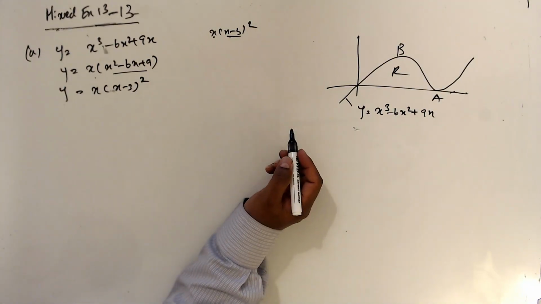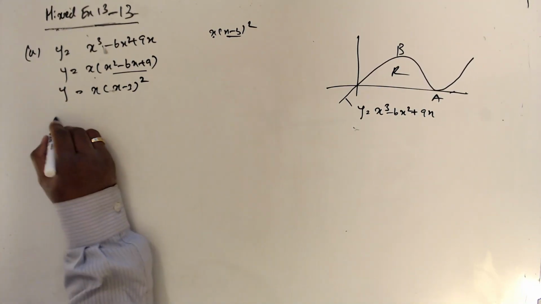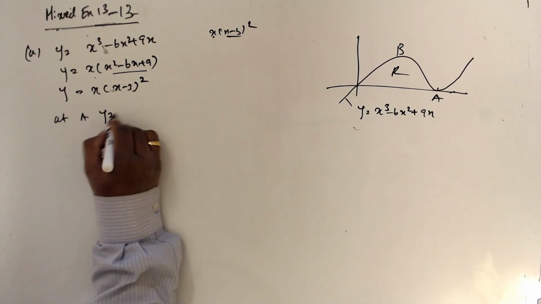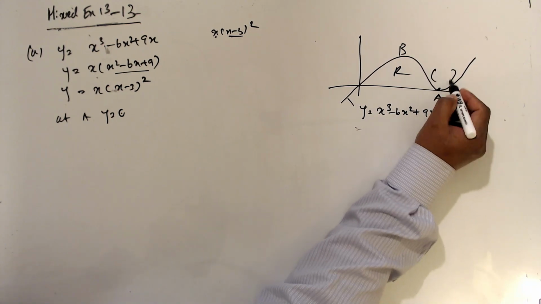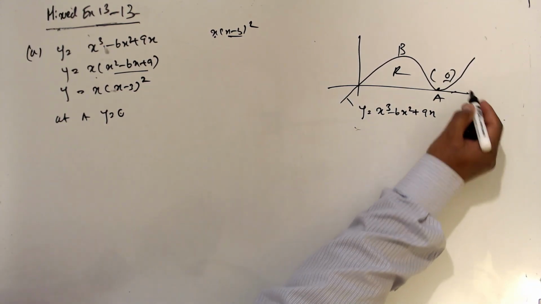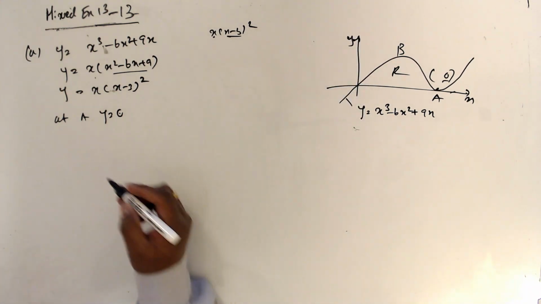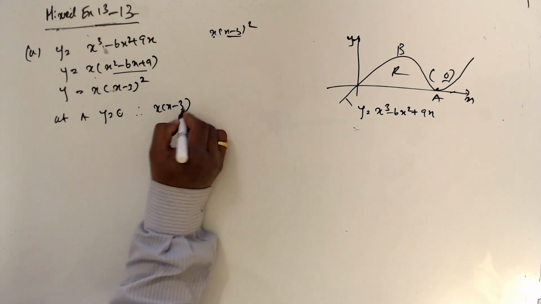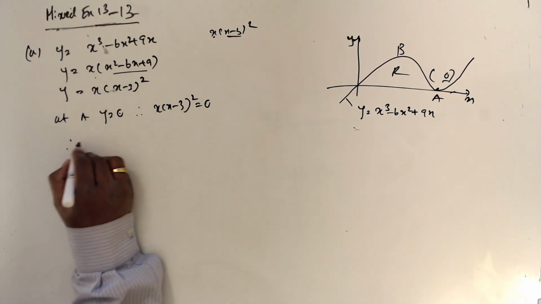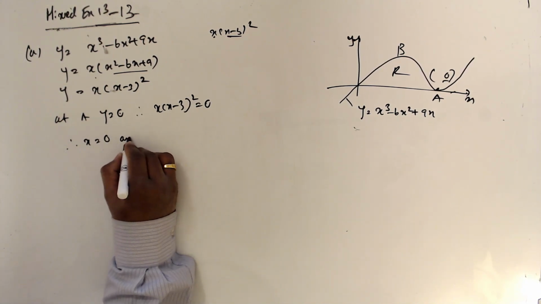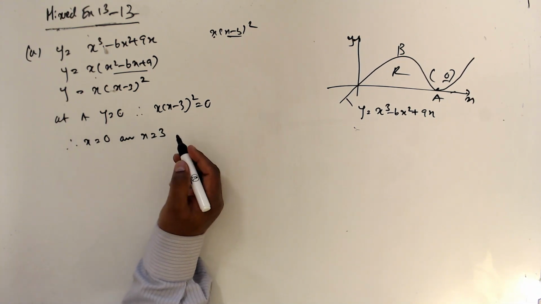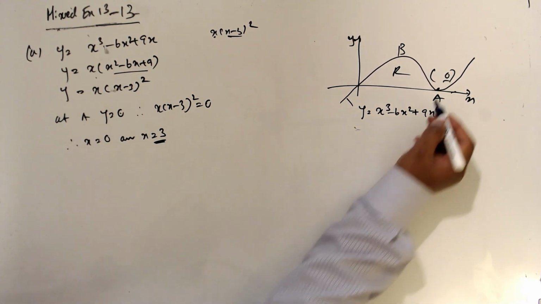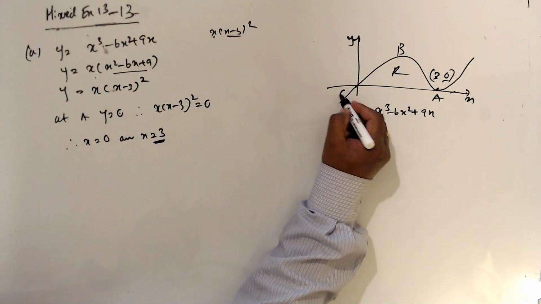Now part B, find the coordinate of A. At A, y is 0 because it touches the x-axis. So y equals 0, hence x times x minus 3 squared equals 0, hence x equals 0 or x equals 3, and this is going to be a repeated root. So this is 3 and this is 0.